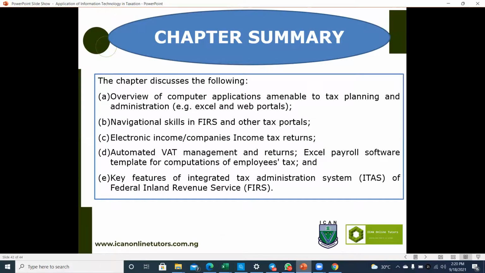In today's class, we have discussed the overview of computer applications amenable to tax planning and administration. We discussed the FIRS web portals and the use of other tools such as Excel and PowerPoint for delivering of services. Navigational skills in FIRS and other tax portals were discussed. The electronic income, filing of annual returns, assessments, and the likes were discussed. The automated VAT management and returns, Excel payroll software templates for computations of employees' tax, and key features of the Integrated Tax Administration System, ITAS, of the Federal Inland Revenue Service were all discussed.